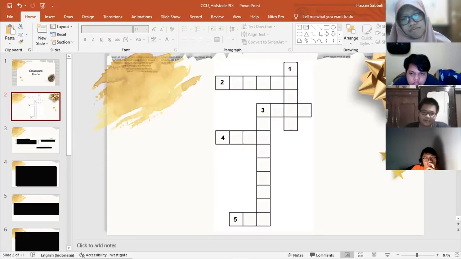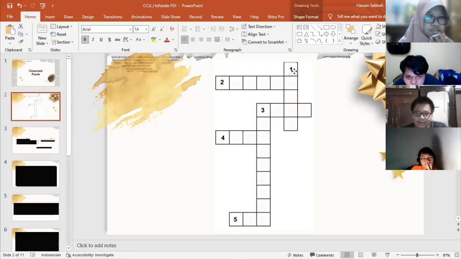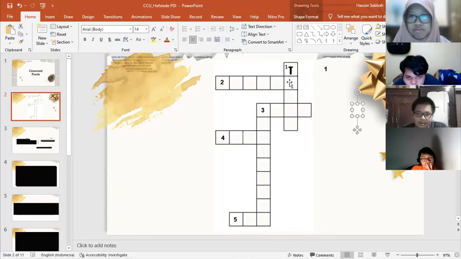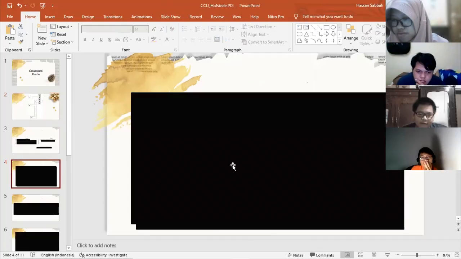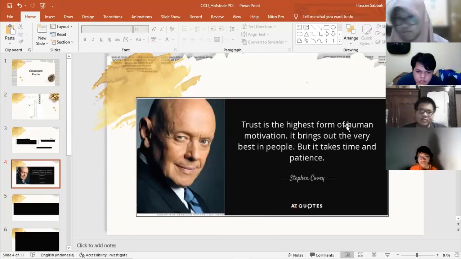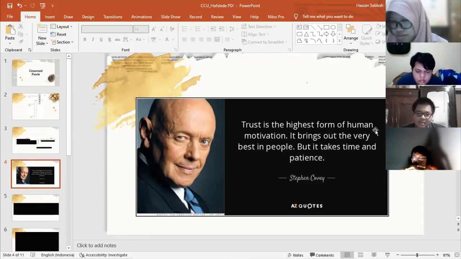Has anyone ever heard of this question? No? Anyone has no idea? Okay, let me show you the answer. It is trust, because holding the trust is the heaviest thing to do for a human. And I have a quote about trust. Trust is the highest form of human motivation. It brings out the very best in people, but it takes time and patience. Anyone understand these quotes?